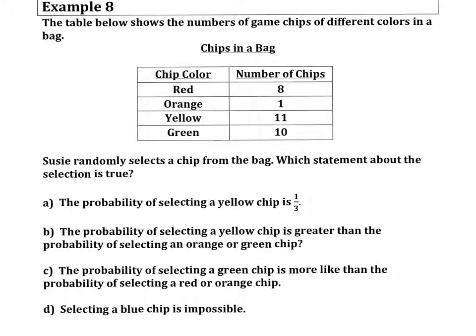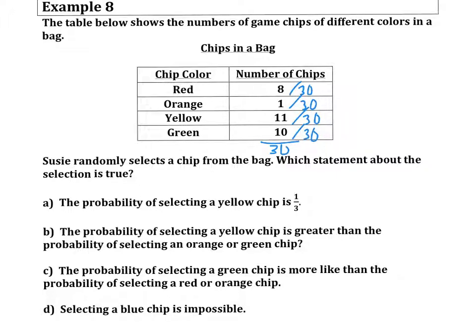So before we begin, we really want to figure out, first of all, how many chips are in the bag. So I'm going to total these up. 8 plus 1 is 9, plus 11 is 20, plus 10 is 30. So I have 30 total chips in the bag. And now I'm just going to turn these into ratios. Again, you could change them to a percent if you wanted to, but really I have 8 out of 30, 1 out of 30, 11 out of 30, and 10 out of 30.